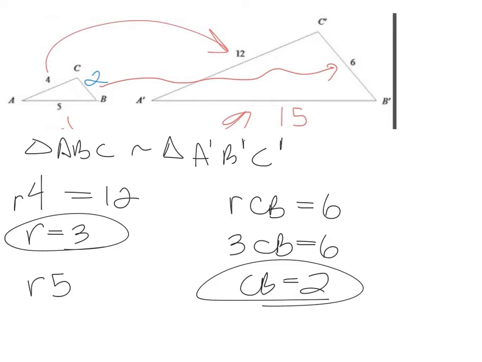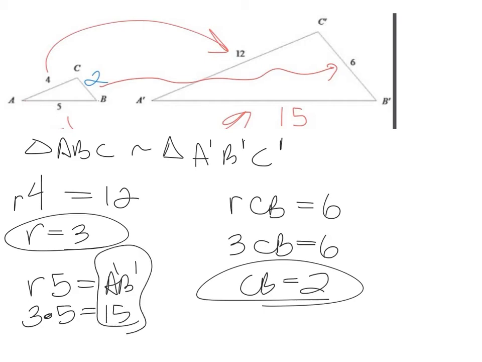R times 5, which is AB, equals A prime B prime. So R we decided is 3. 3 times 5 is 15, which is A prime B prime. So we can solve this using scale factor also, and it's really whatever method works well in your mind.